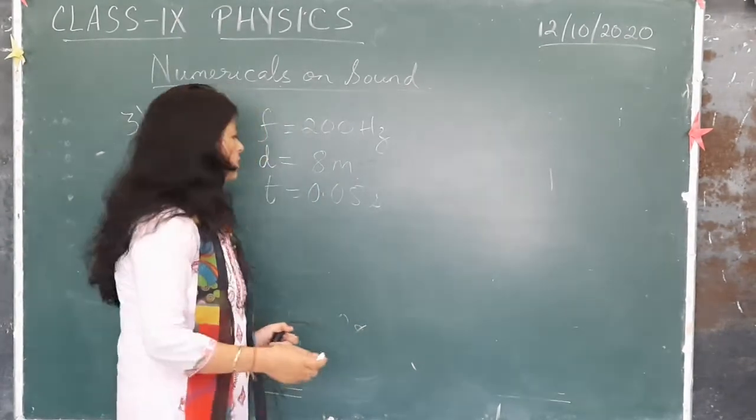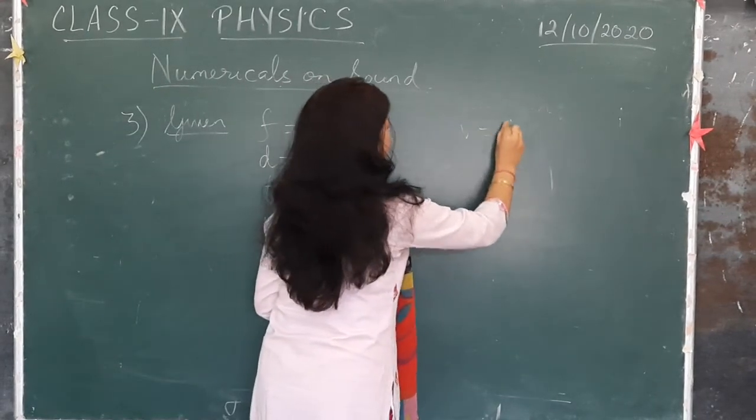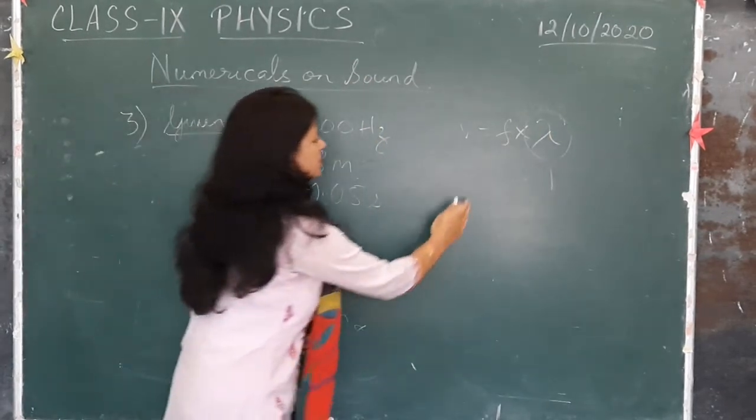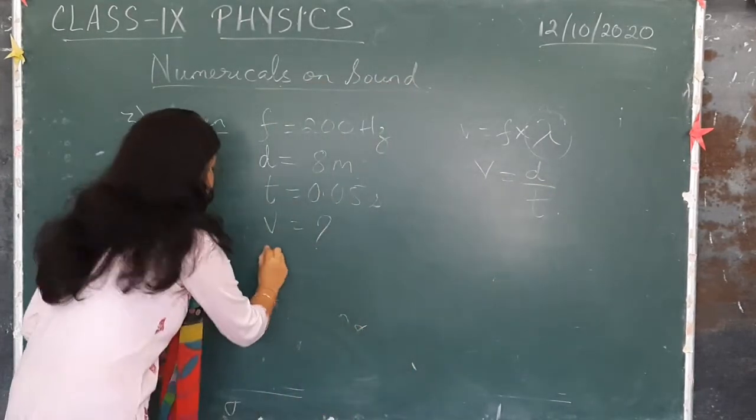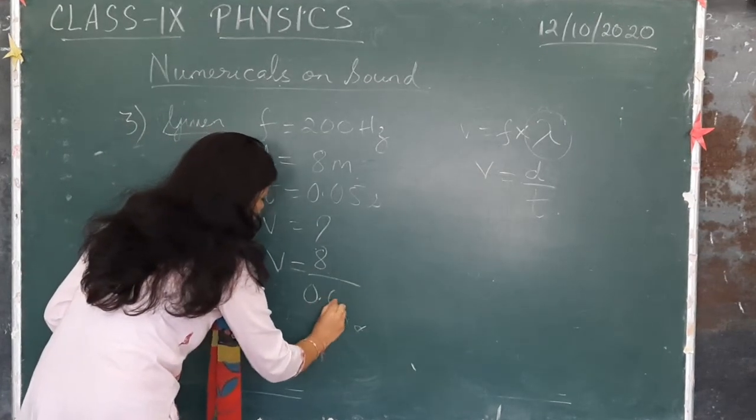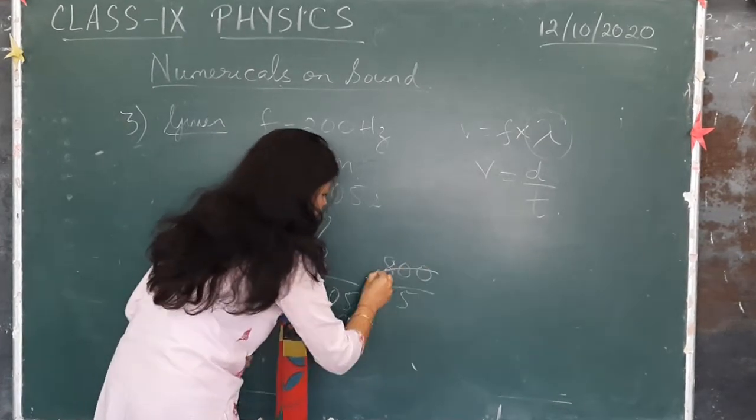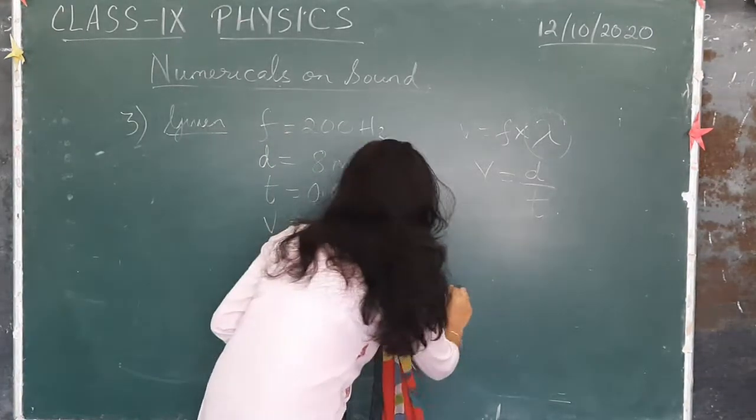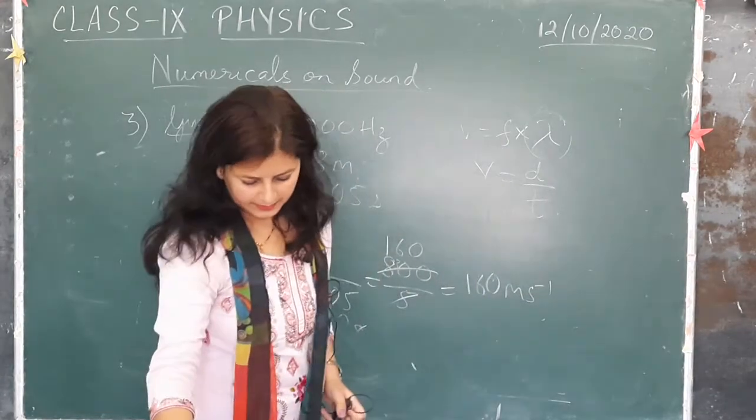Now to find out the velocity, you cannot go for the first formula, that is f into lambda, because you do not know the value of wavelength. But you can use the alternative formula, that is the basic formula, velocity is equal to distance by time. So I can write velocity is equal to distance 8 by time 0.05. You can do it, 800 by 5. So the velocity of the pulse is 160 meter per second.